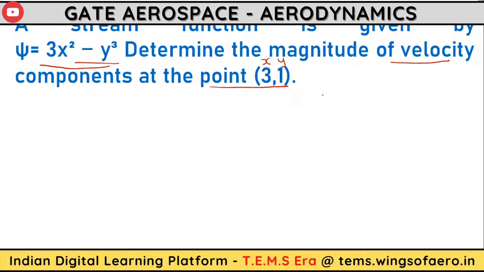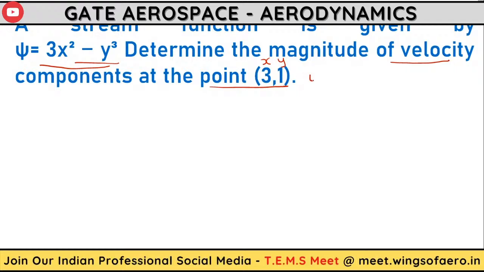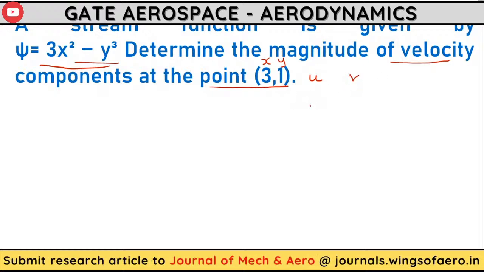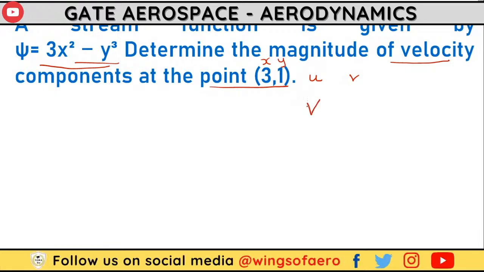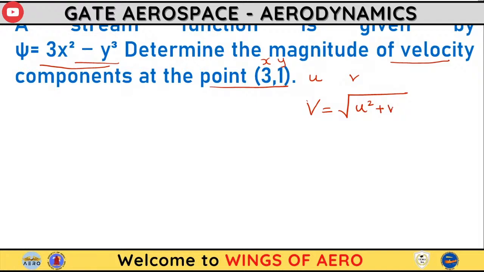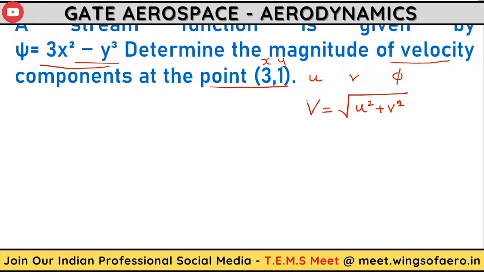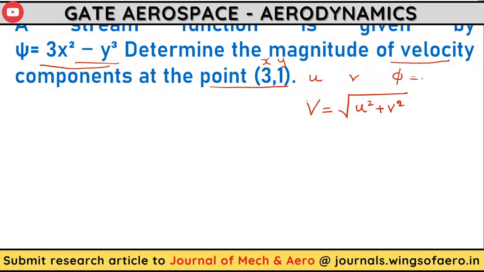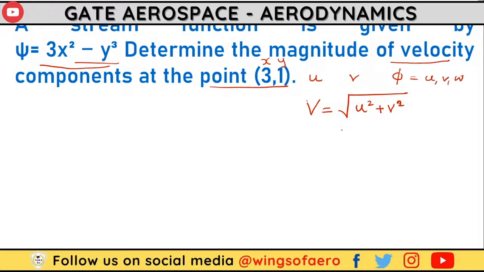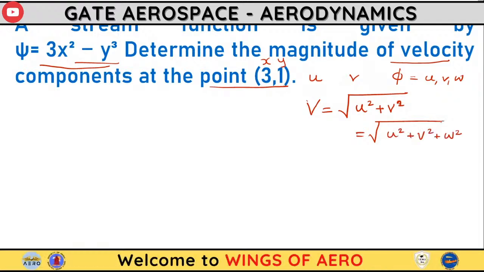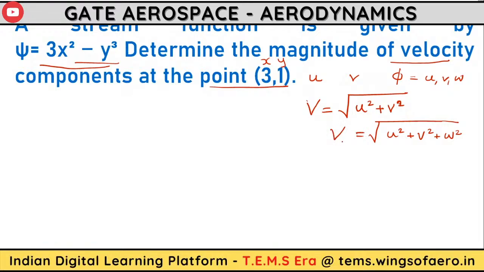That means the psi function is given. From that psi function you have to find u and v. After finding u and v, you are going to find the main component, that is capital V. How can you find the capital V? Root over small u square plus small v square. Now if phi is given instead of psi, and you have u, v and w, then you have to write u square, v square and w square. So this is how you will get the resultant velocity.